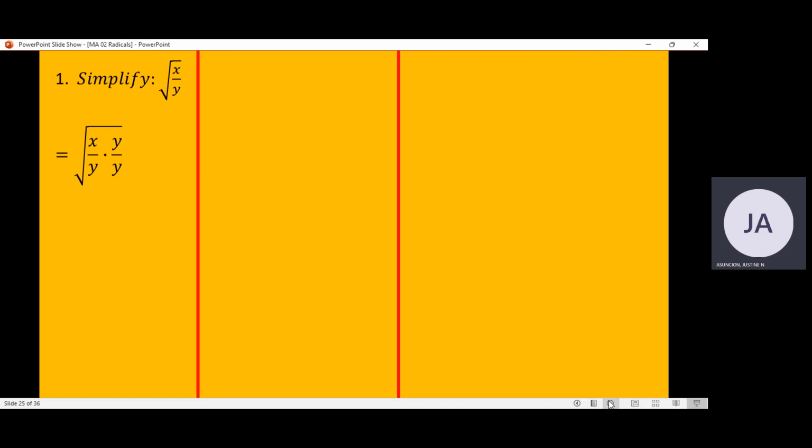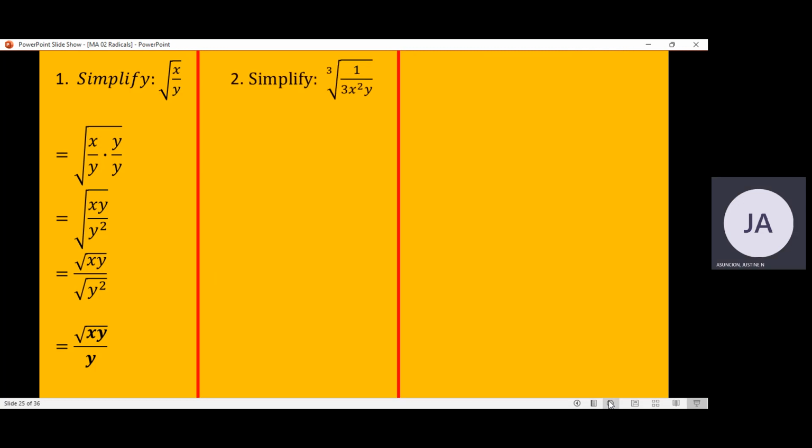So we have x over y times y over y, and that's simply xy over y squared. The square root of y squared is just y, right? So it's free from radicals, and we have the perfect root for our denominator. So the square root of x over y is simply the square root of xy over y.